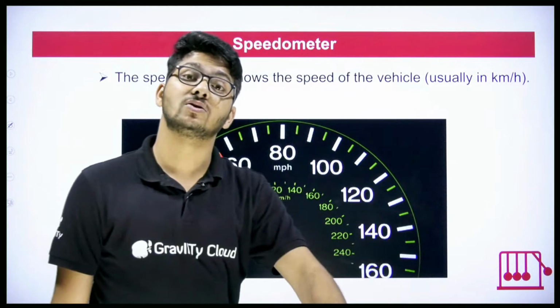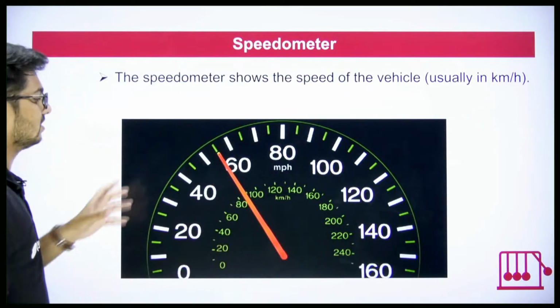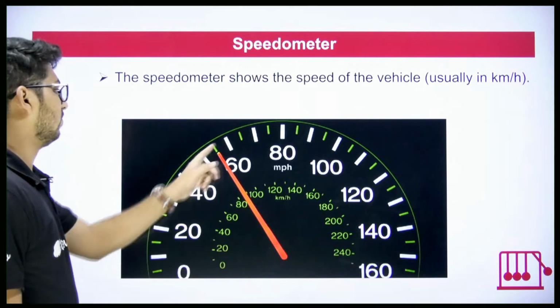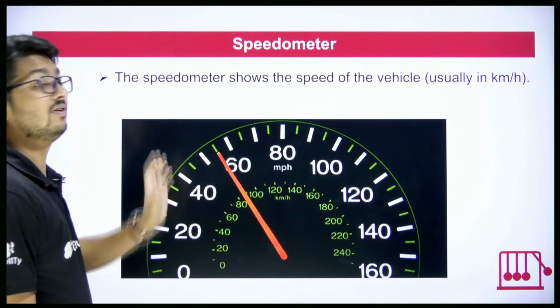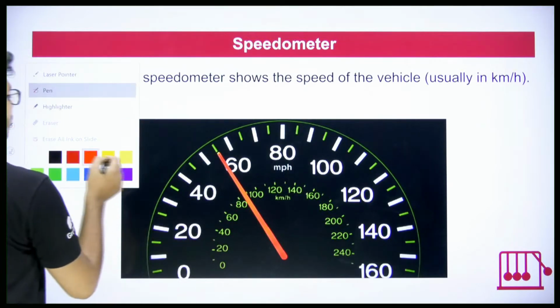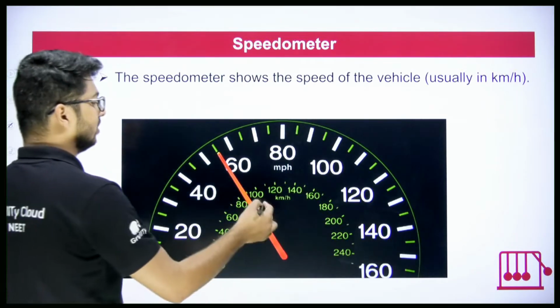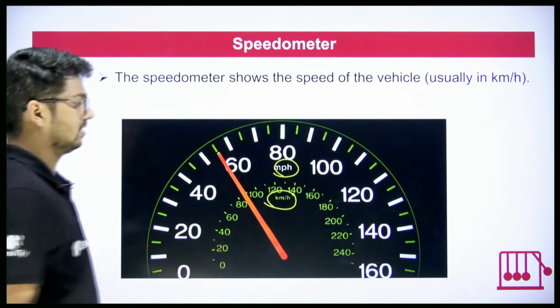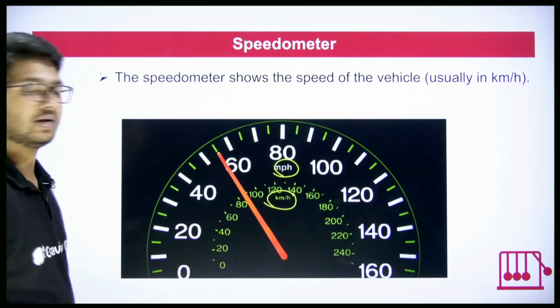Then we have something called the speedometer. What does the speedometer show? The speedometer shows us the speed directly. You can see this pointer is at where? It's between 40 and 60, so 50, 55. So here it is showing the speed as 55. Generally the units are kilometers per hour or miles per hour. It can be anything. So here it is showing miles per hour.